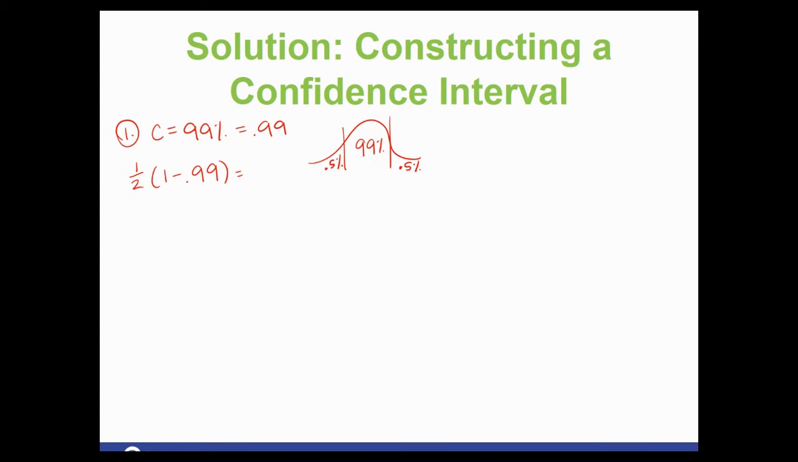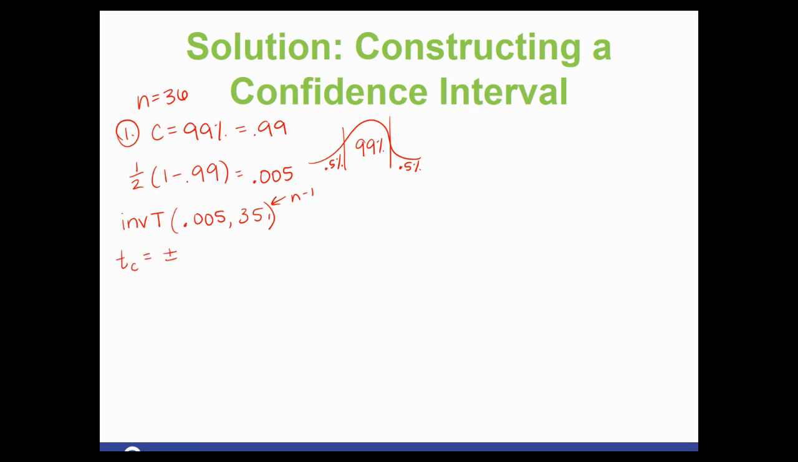It's nice when you use the little formula though, because it does give you that number already switched into decimal form, which is exactly what you need when you plug it into inverse t. So that goes in for area. Degrees of freedom, our n was 36. So we're going to plug in 35 because that is n minus 1 to get that value.